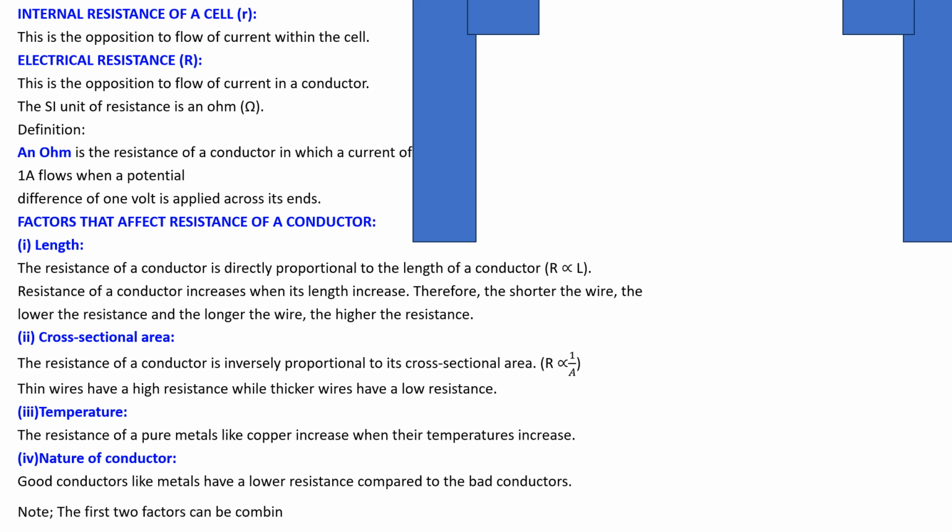Note, the first two factors can be combined, and then we get the parameter called resistivity, measured in ohm meter. Because you agreed that resistance is directly proportional to length and also inversely proportional to area. Combining the two, we get resistance directly proportional to length and inversely proportional to area. And removing the proportionality symbol, we replace it with a constant of proportionality, for this case termed as resistivity.